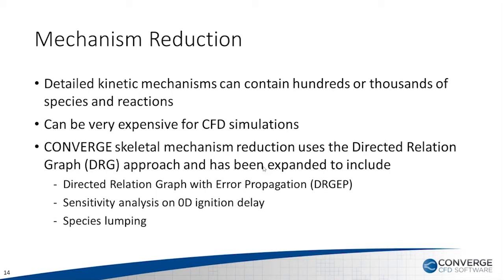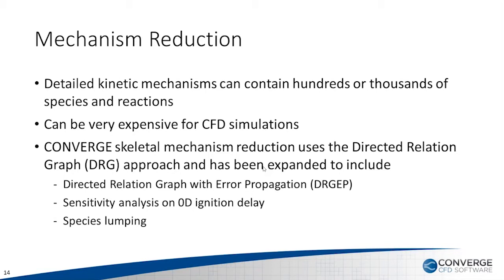If you run 0D or 1D it may be okay, but if you run a 3D simulation, RANS or LES, it's just simply too expensive. So what can we do to take advantage of this detailed mechanism, but still make it feasible for 3D simulations? Basically, you can reduce the mechanism.